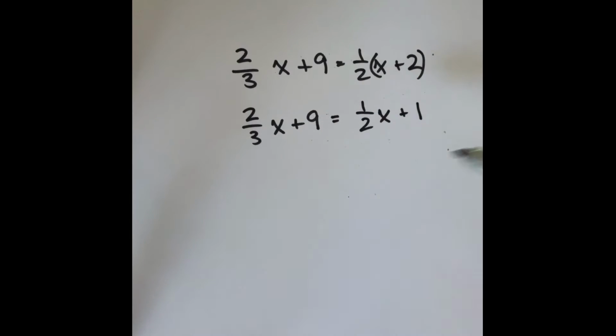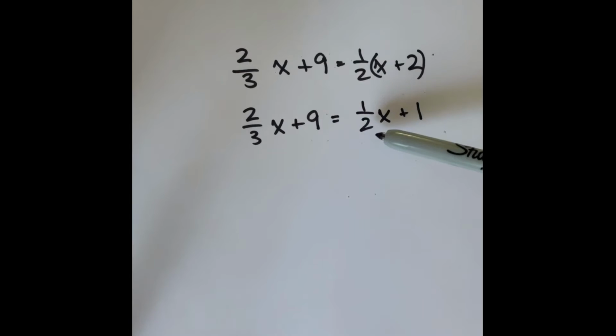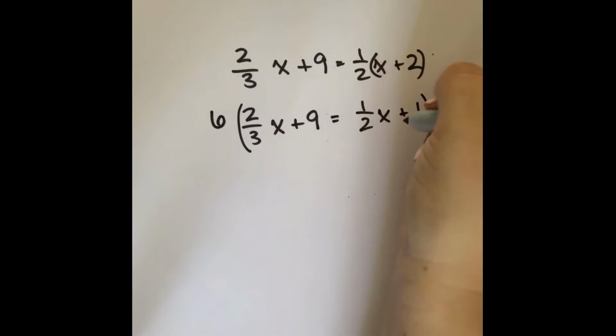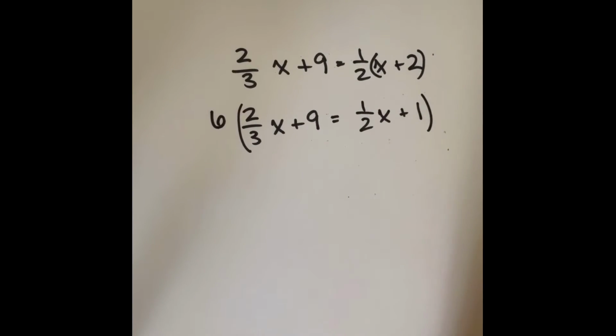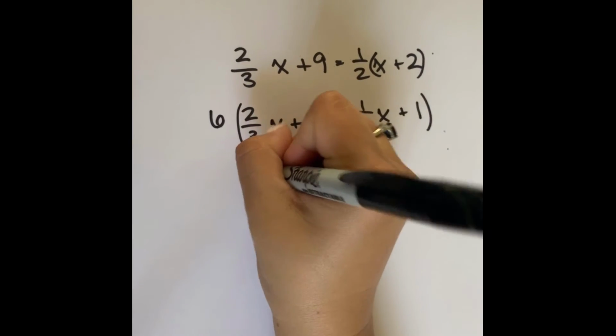So now that I've distributed, what I'm going to do is look at the fractions. So I have a 3 in the denominator and a 2 in the denominator. And I'm going to look for the least common denominator. So what that means is I want to look for the smallest number that 3 and 2 could divide into evenly. And that number is going to be 6. I'm going to distribute that 6 to every term on both sides of that equal sign. So 2/3 times x is going to give me a 4x.